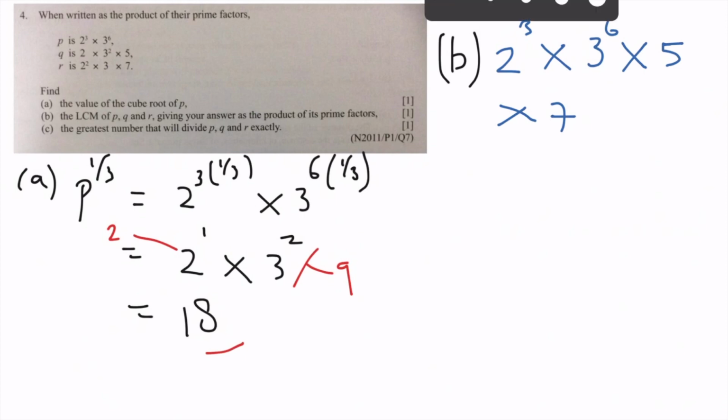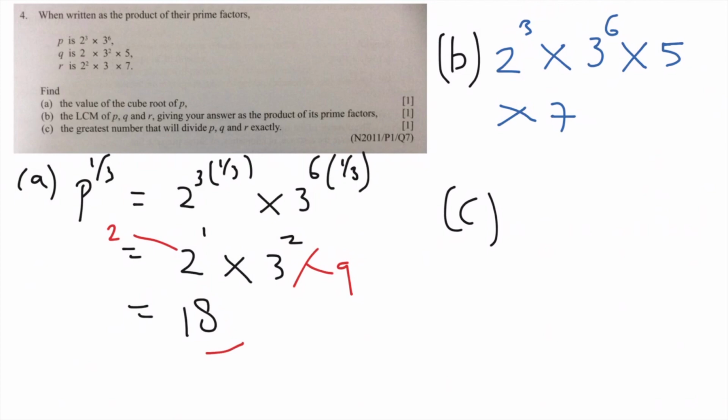Okay, so let's look at part C right now. Part C says the greatest number that will divide P, Q, and R exactly. So over here, let's look at the first column again. Now they're asking for the HCF, right? And we have 2 to the power of 3, 2, and 2 squared. We also have 3 to the power of 6, 3 squared, and 3. And we have 5 and 7.